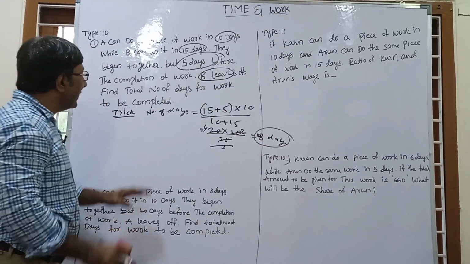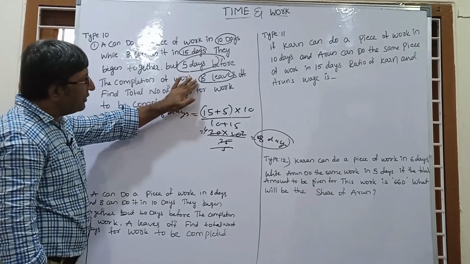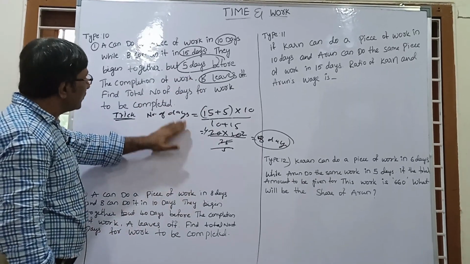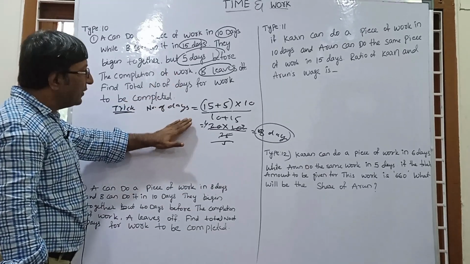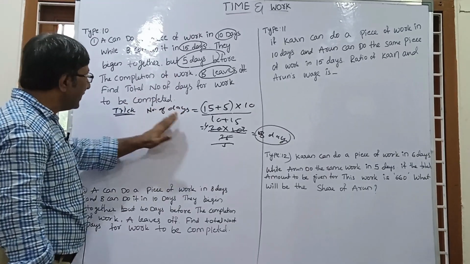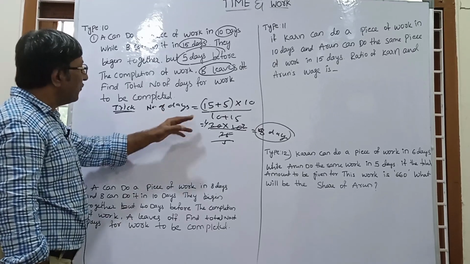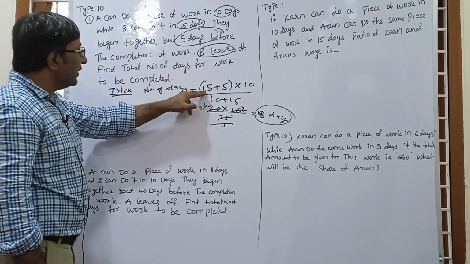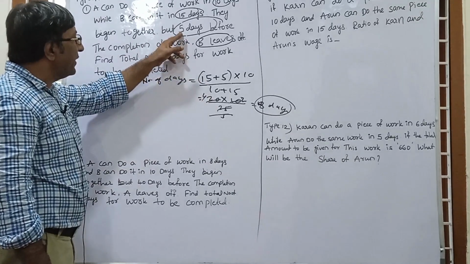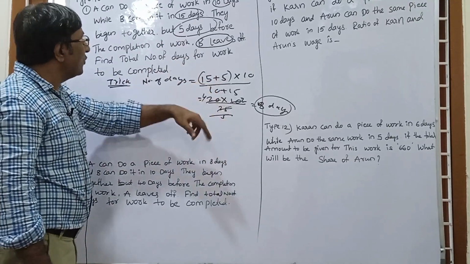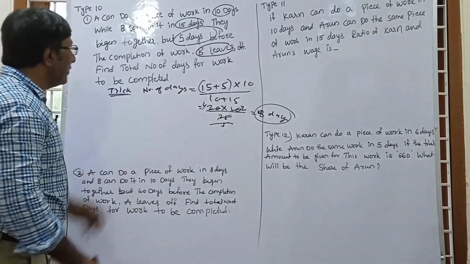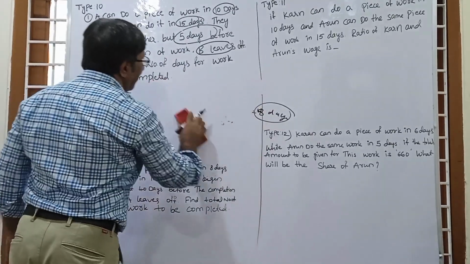So this is the technique. Sometimes A leaves, sometimes B leaves. We are solving this question by two methods, the basic method and the trick. This was the tricky method: first, who left the job? B left the job, so 15, plus 5 days before, into the second person's days, divided by the sum of both. Now we are solving the same question by the basic method.